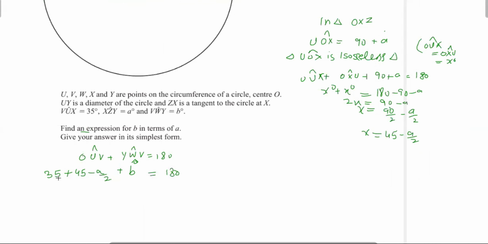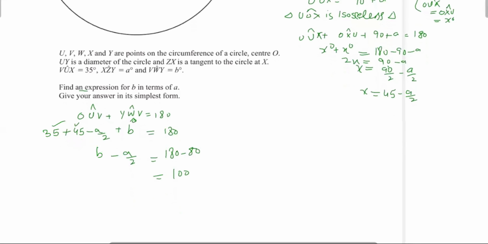We write it, 35 plus 45 is equal to 80. Now we write 180 minus 80, and B minus A over 2 equals 100. Now we write B degrees will be equal to 100, shifting A over 2 from left to right side, plus A over 2. Therefore, B will be equal to 100 plus A over 2. And this is the answer.